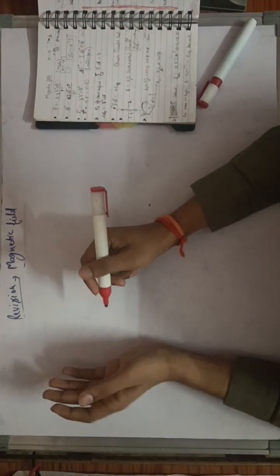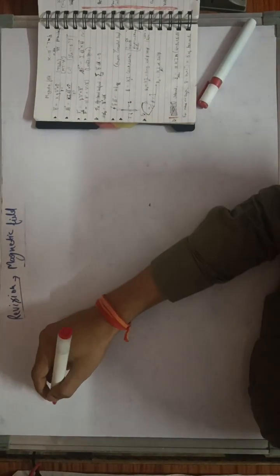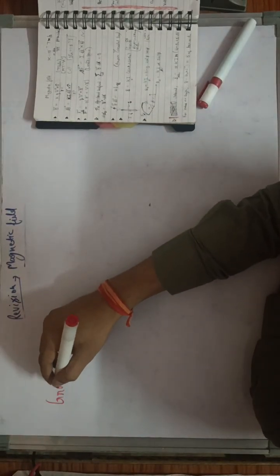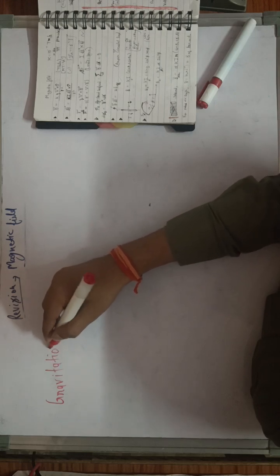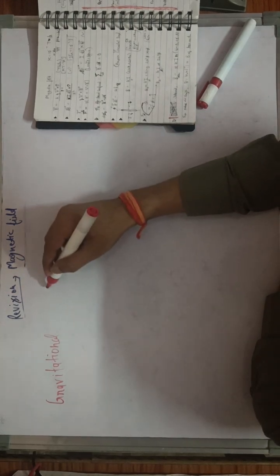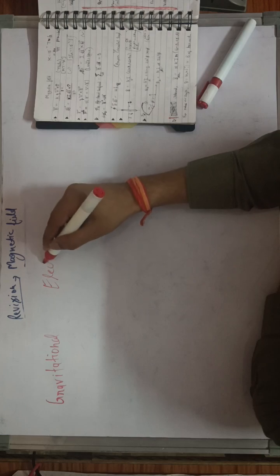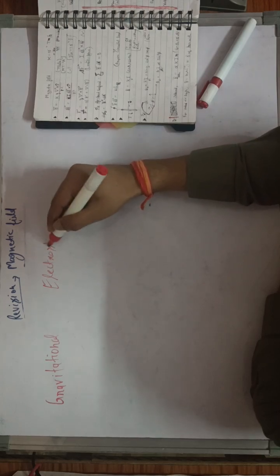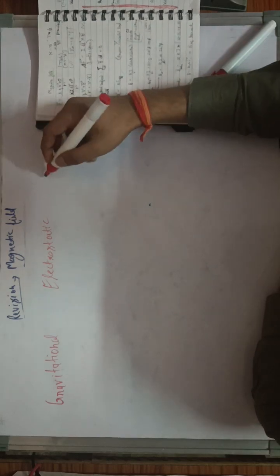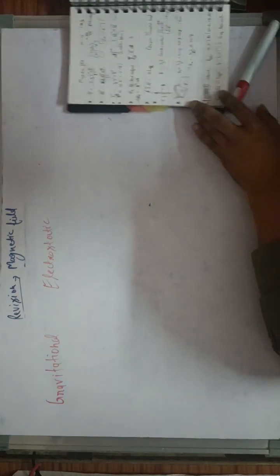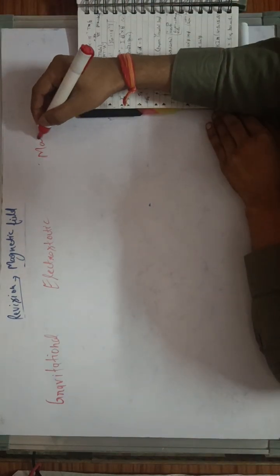The next chapter is magnetic fields. So first of all, let's see all the types of forces and fields. There are three types we see normally. First is gravitational force, and one is electrostatic force, or we can call it electric force, and the third one we will study here is magnetic force.